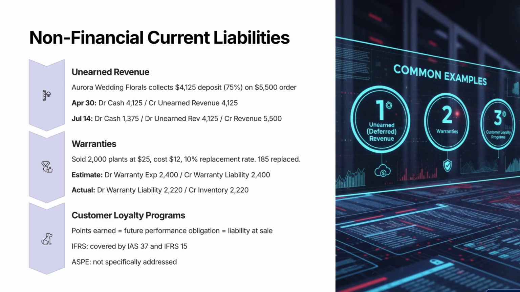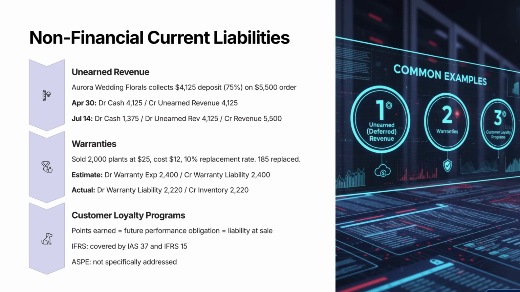Example number 2, warranties. Sold 2,000 plants at $25, cost $12 with an expected 10% replacement rate. 185 replaced this year. Entries: Estimate: debit warranty expense $2,400. Credit warranty liability $2,400. Actual replacements: debit warranty liability $2,220. Credit inventory $2,220. This is a non-financial liability because it's settled by replacing goods, not paying cash.